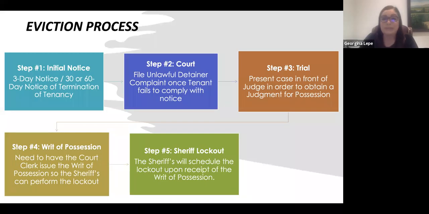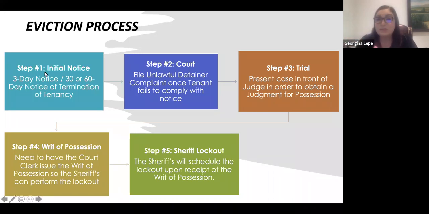You would normally give the tenant a 30-day notice of termination of tenancy. If the tenant has been in the property over a year, you would give the tenant a 60-day notice of termination of tenancy. So step one is the foundation. It is the first step towards the eviction process.